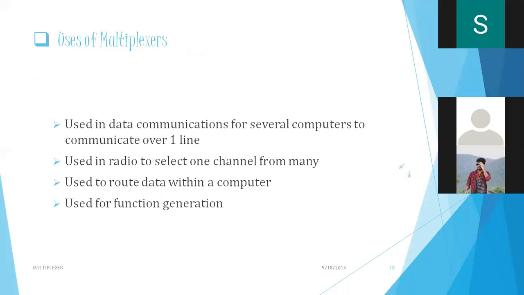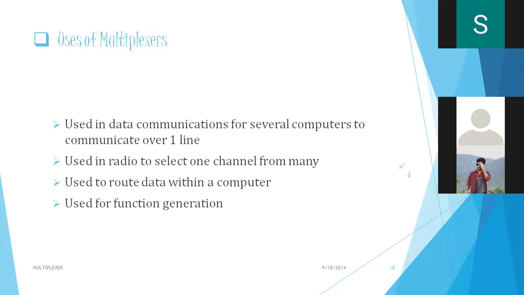So what are the uses of multiplexer? It is used in radio also. Radio means there are so many channels, and you have to choose any one channel from many. Also it is used in data communications, for several computers to communicate over one line. So these are the uses of multiplexers.